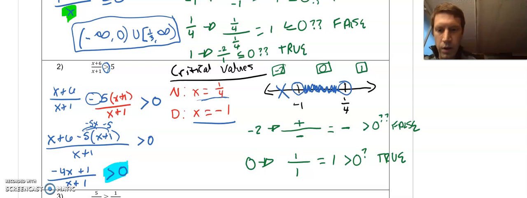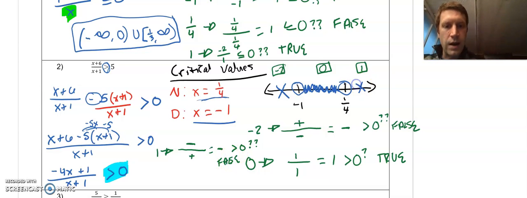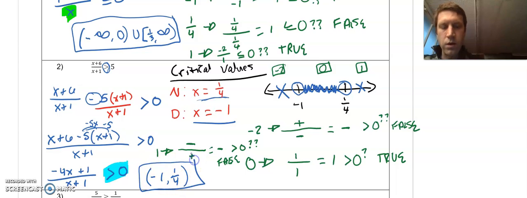Lastly, we can plug in 1. When I plug in 1, I get negative 4 plus 1. That's a negative number. And 1 plus 1 is 2. That's a positive number. Negative divided by a positive is a negative. Is that ever going to be greater than 0? Of course not. So this area is not included. So it looks like my solution area is going to be from negative 1 to positive 1/4, both with parentheses.